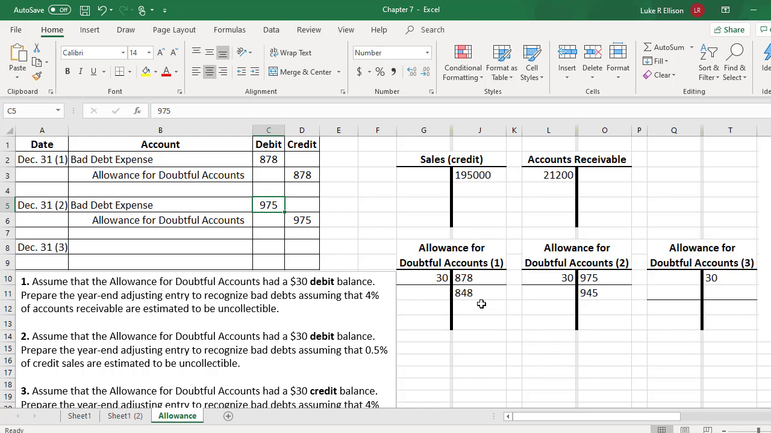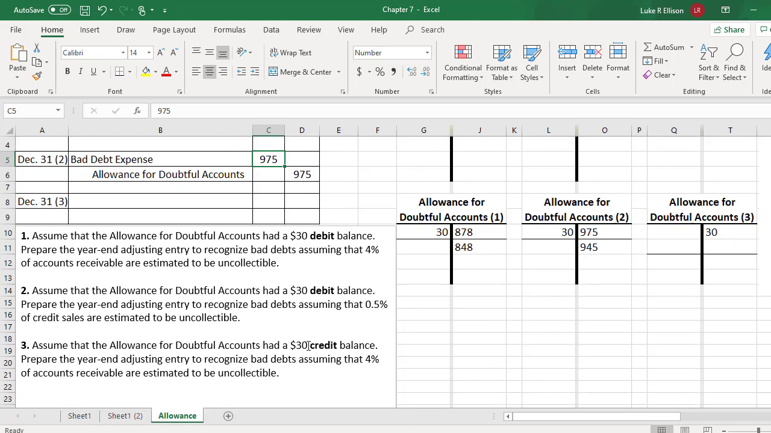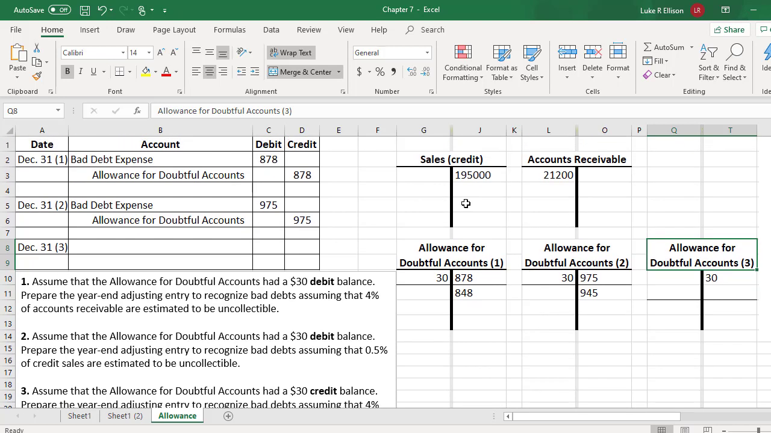Next, in number 3, it says, assume that the allowance for doubtful accounts had a $30 credit balance. We need to prepare the year-end adjusting entry to recognize bad debts, assuming that 4% of accounts receivable are estimated to be uncollectible. Now we have the $30 credit balance reflected over here in the last T account for allowance for doubtful accounts based on number 3. So again, we can calculate the 4% of accounts receivable, but we've already done that before. The accounts receivable balance hasn't changed, and we know from before that was $848.